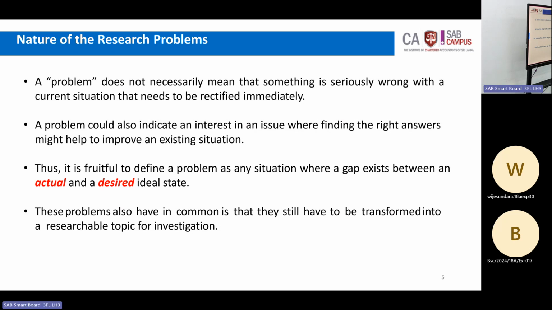What are the problems? We didn't mean the problem is a serious issue. Right? Just take it as a simple one. Problems. What may be the problems in your organizational place, at your workplace? What may be the problems?